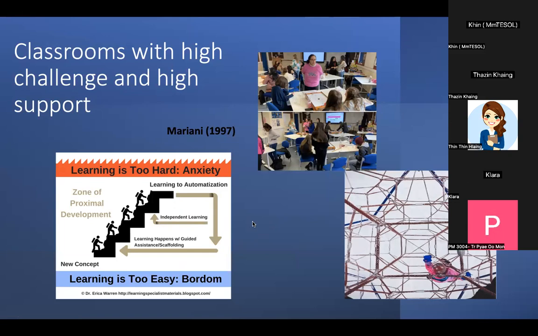So challenge, who creates challenge? So teachers. And who creates support? Who provides support? So teachers as well. So why are classrooms with high challenge and high support effective classrooms? So let's see.